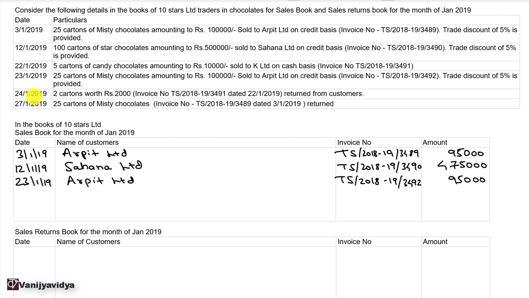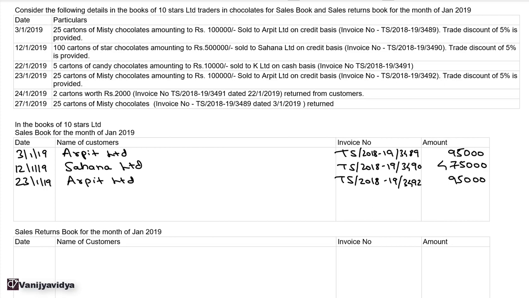Next, 24th Jan 2019, 2 cartons worth rupees 2,000, invoice number TS 2018-19 3491 dated 22nd Jan 2019, returned from the customer. So let's see, dated 22nd Jan 2019, 5 cartons of candy chocolate amounting to 10,000 sold to K Limited on cash basis, and this is the invoice number. So out of those 5 cartons, 2 cartons worth rupees 2,000 are returned.